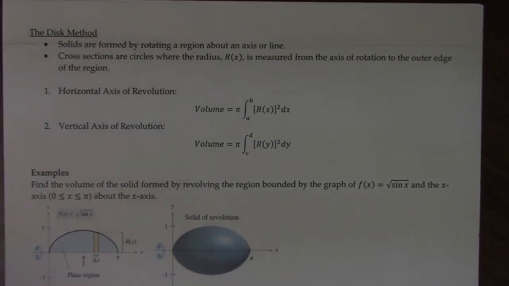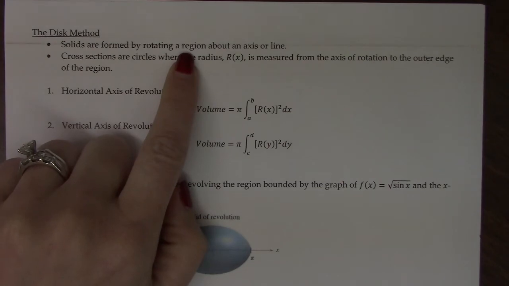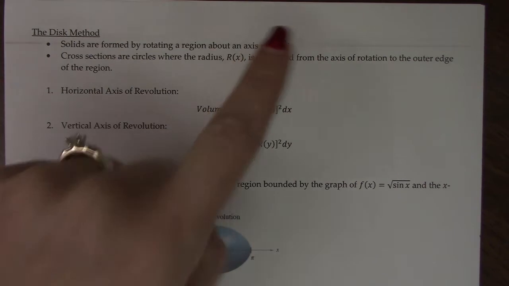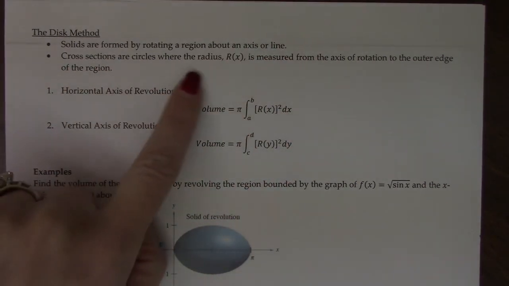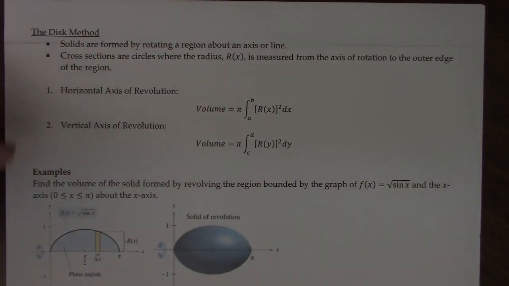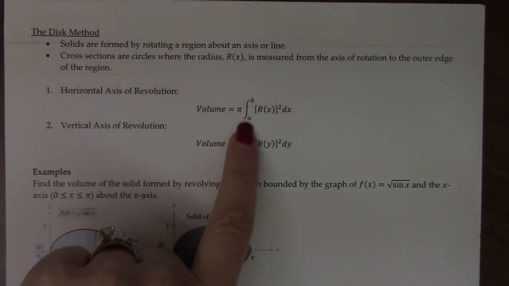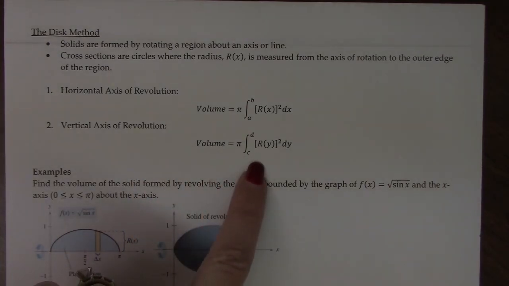Right. So when we use the disk method, it's formed a little differently. So what we do is we take a region, we're going to have some kind of base, and then we're going to rotate it about either the axis itself or some line. And because we're doing a 360 rotation, all the cross sections will be circles, where the radius is measured from the axis of rotation to the outer edge of the region. So if we're rotating about a horizontal axis, the radius will be a function of x. If we're rotating about a vertical axis, the radius will be a function of y.